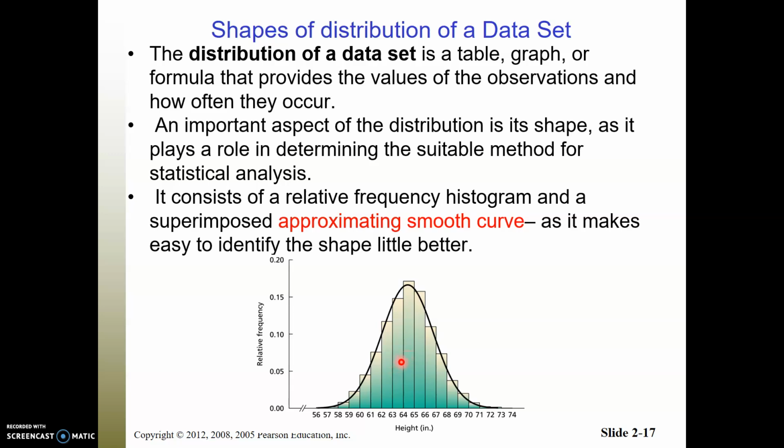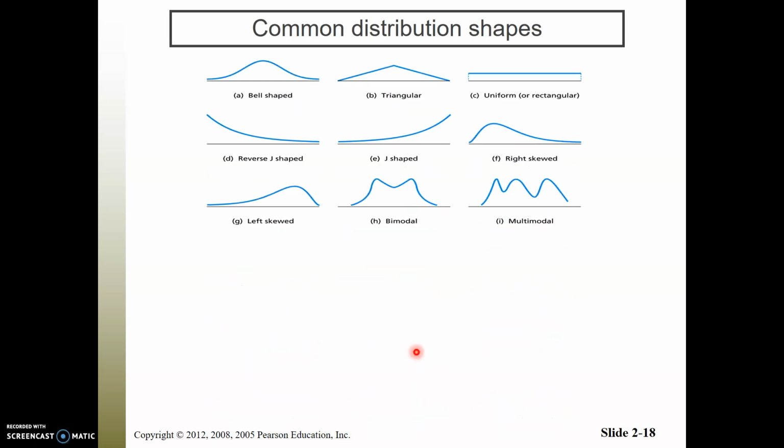So the question that comes to mind is, is this the only shape available? The answer is no. We have some other shapes available, and these are the shapes we are talking about. Look at these shapes. We're going to talk about these shapes one by one. This is the first one. This is the bell shape, right? It looks like a bell. This is a triangular shape. This is called uniform shape.